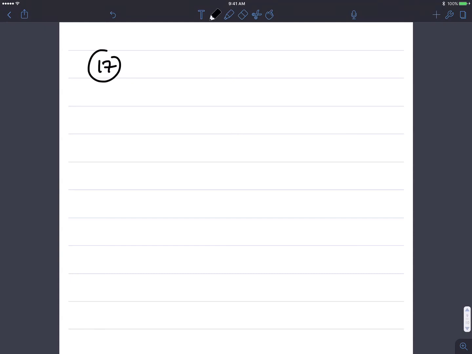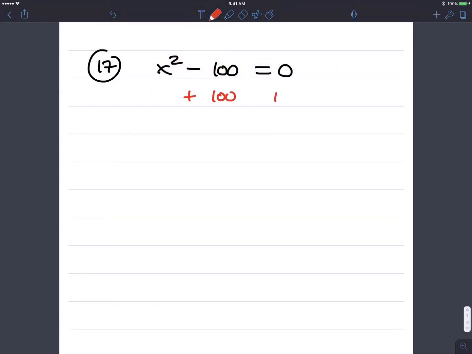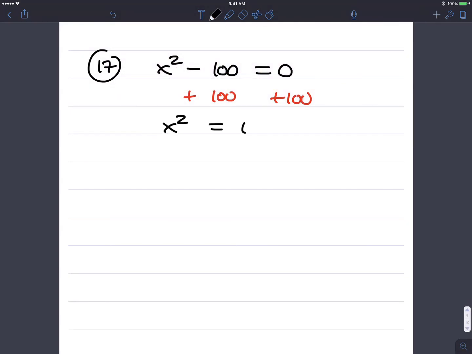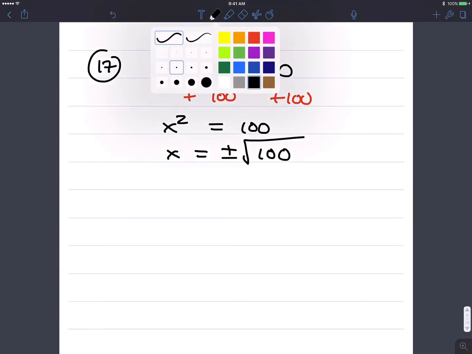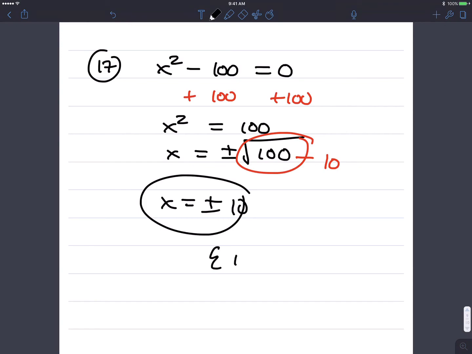Number 17, we have x squared minus 100 is 0. You're going to add 100 to both sides. You get x squared is 0 plus 100, which is 100. So x will be plus or minus the square root of 100. Now, the square root of 100, if you recall, is 10. So your final answer is plus or minus 10. Solution set, positive 10, negative 10.